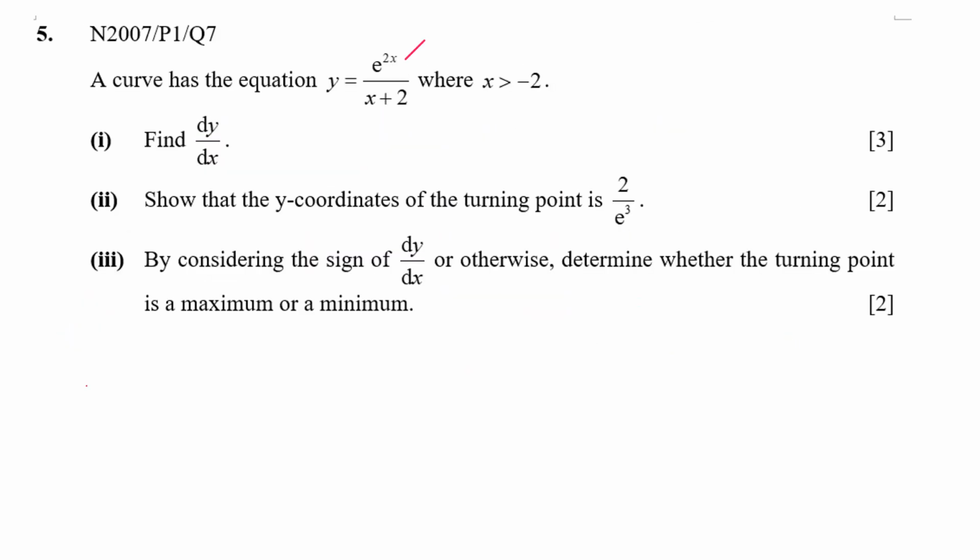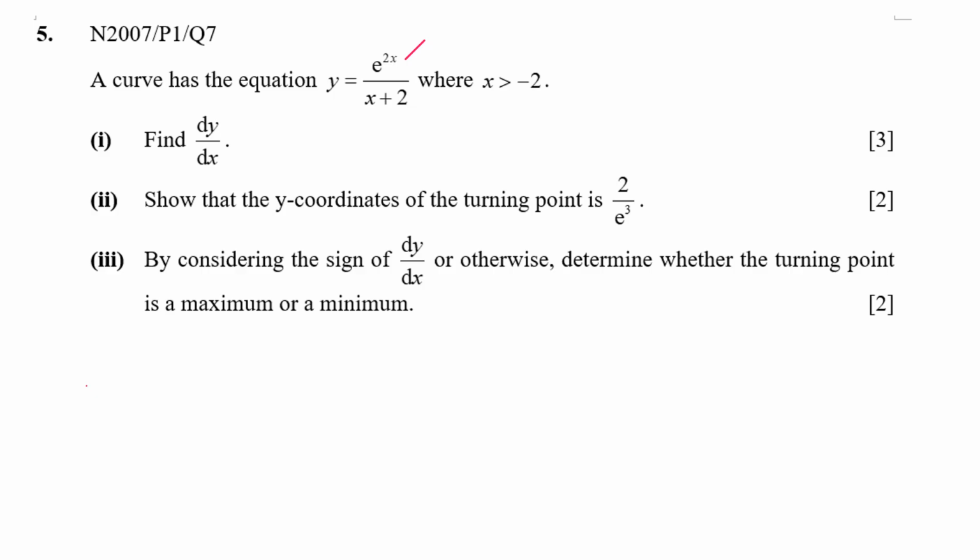Right, let's congratulate ourselves. We finally come to the last question. So for the last question, we're given a curve which is y equals to e to the power of 2x over x plus 2, where x is greater than negative 2. All right, so basically x cannot be negative 2. That will make the denominator 0. Something divided by 0 will give you an undefined value. So therefore, x is more than negative 2.